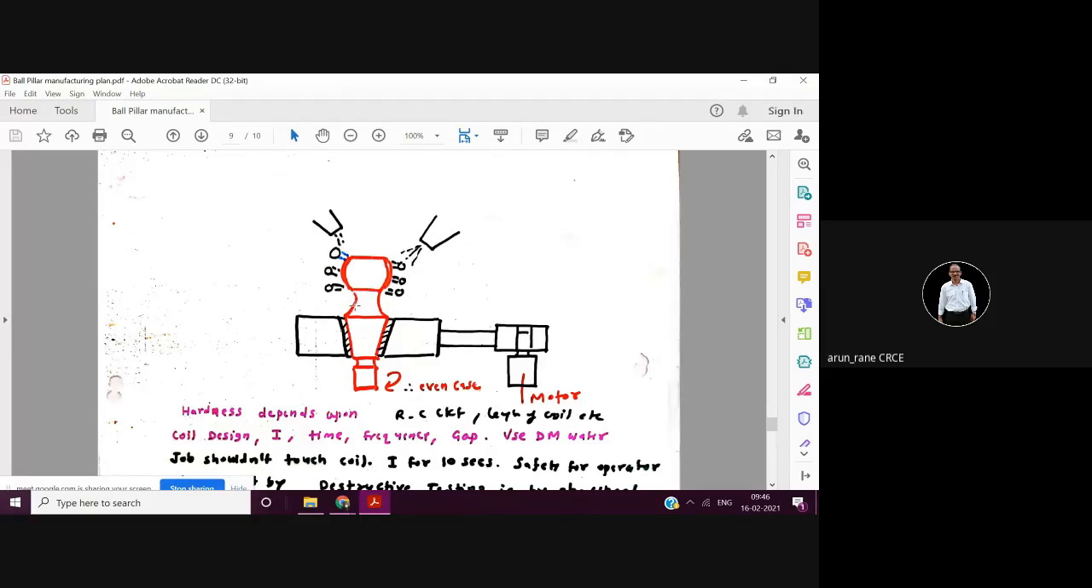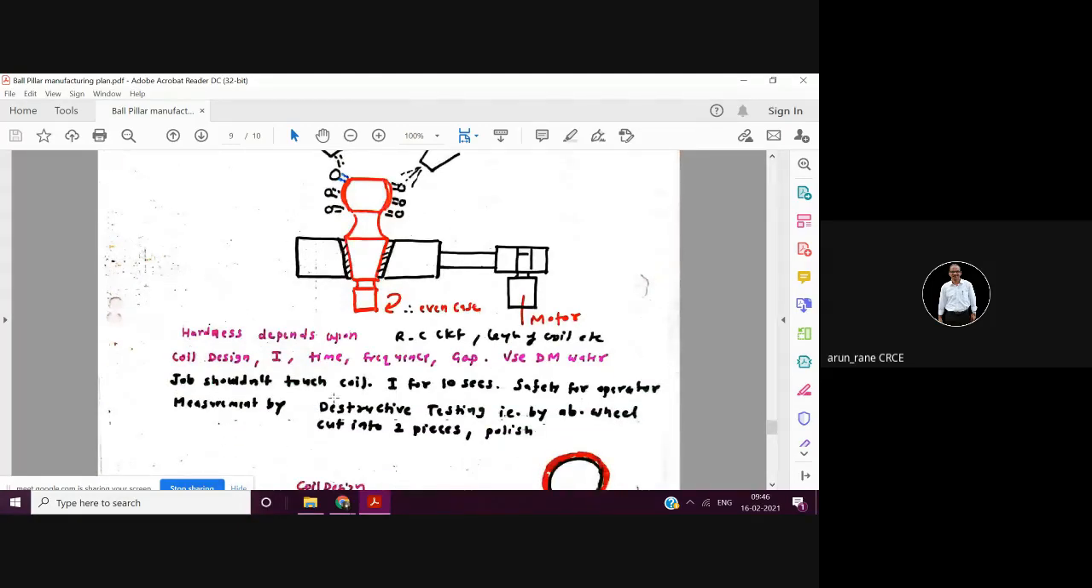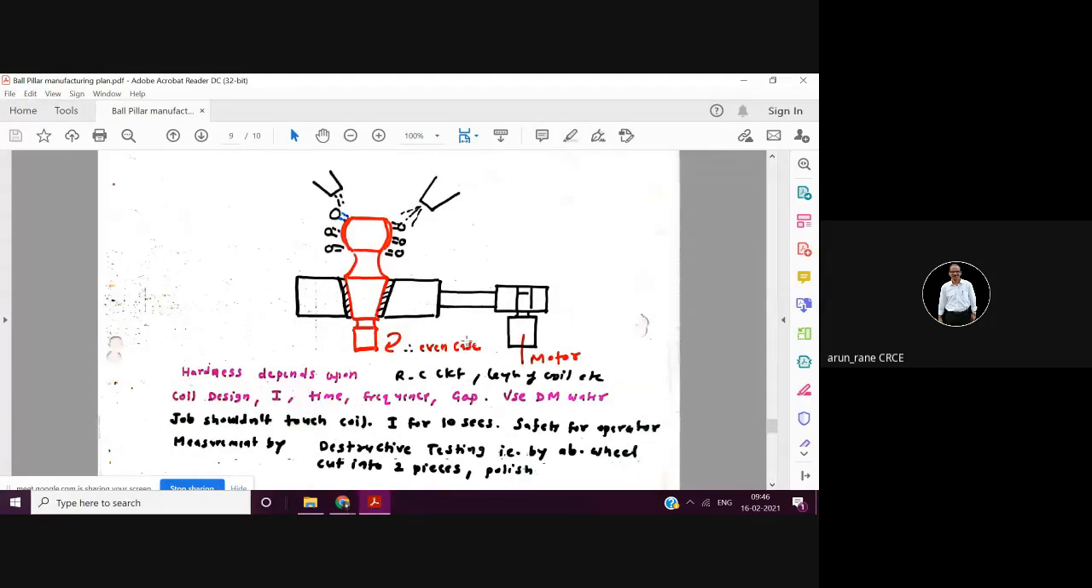And this is your coil. So this coil will come under the fixture, and then you have quenching devices, quenching media to cool. So here, for hardness, generally RC circuits, that is resistance capacitive type circuits, are used. So your hardness will depend upon the circuit, what kind of circuit it is. It will depend upon the length of the coil. It will also depend upon the coil design, then current, then time, then frequency, then the gap between the coil and the surface, and the quenching media also.